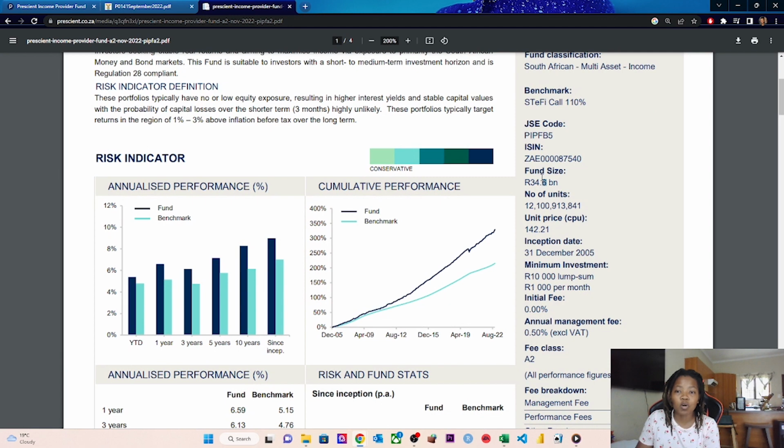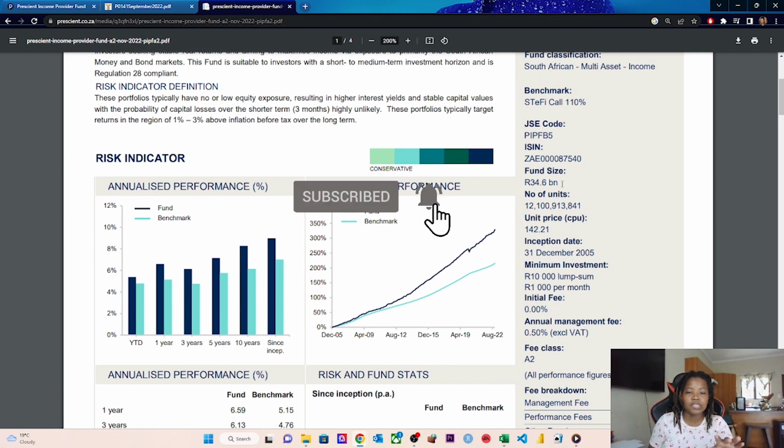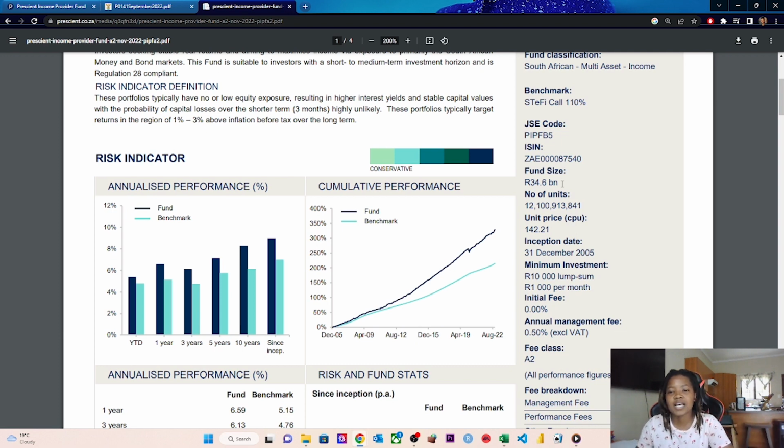Fund size 34.6 billion. So fund size is quite important because what it's telling you is you're going in there with your 10,000 Rand and there's 34.6 billion already in the fund. So it's showing you that it's an established fund and you've got big retail investors in there and massive institutional investors also within the fund. So your 10,000 Rand is safe basically. But if this fund size were 100,000, you going in there with 10,000, that's basically 10% of the fund. So that's how you can read the fund size.